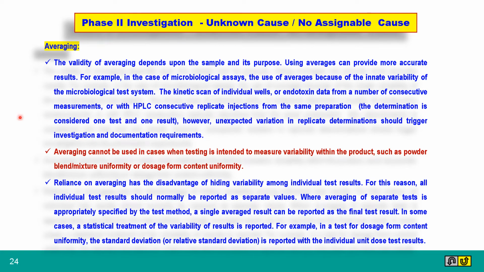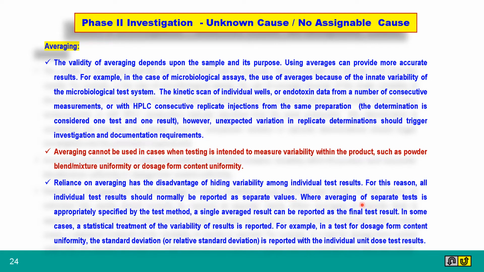The determination is considered one test and one result. However, unexpected variation in replicate determinations should trigger investigation and documentation requirements. Averaging cannot be used when testing is intended to measure variability within the product, such as powder blend/mixture uniformity or dosage form content uniformity. Reliance on averaging has the disadvantage of hiding variability among individual test results. For this reason, all individual test results should normally be reported as separate values.